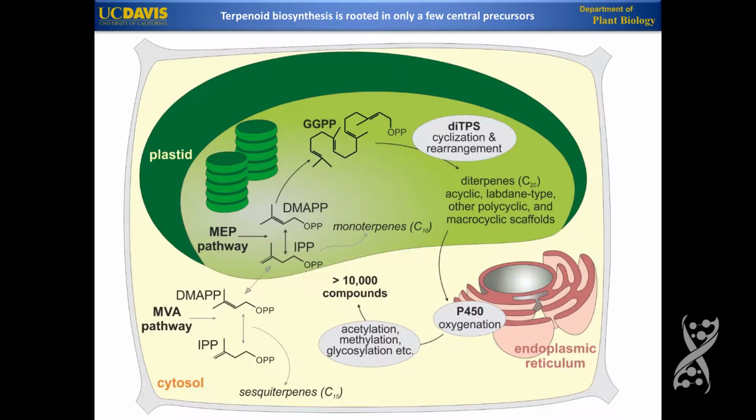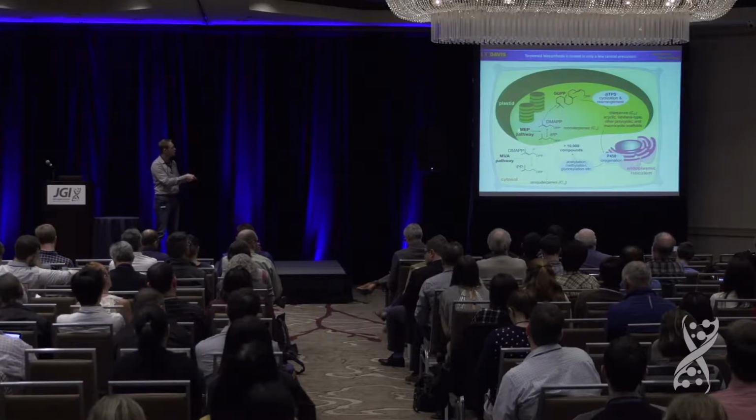And what we tap into is the fact that despite their diversity, all of these diterpenes, more than 10,000 compounds, derive from a single central precursor, geranylgeranyl diphosphate, or GGPP, which in turn is a product of the condensation of these two central 5-carbon intermediates, DMAPP and IPP, that are the precursors to all of the isoprenes.